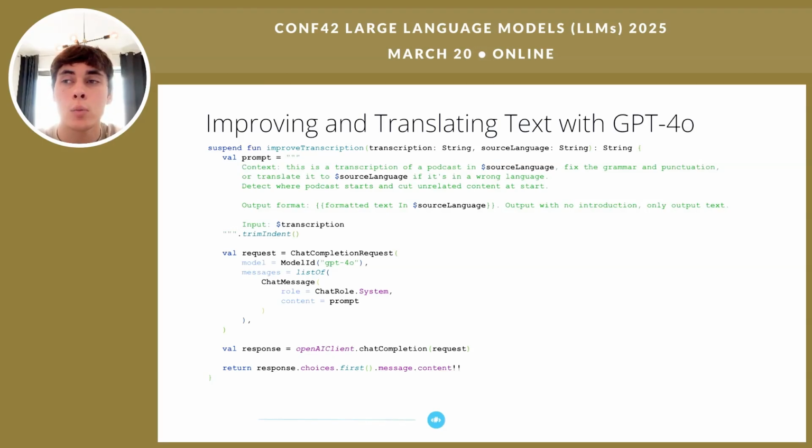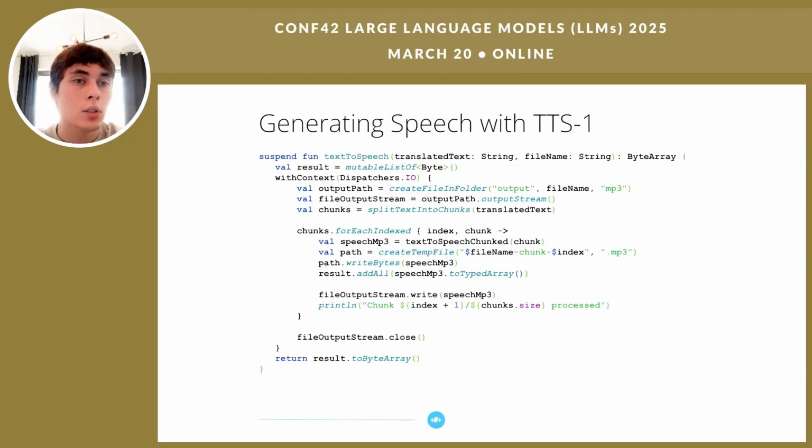So in the podcast, you may have multiple languages, let's say English and French or English and Russian. And for better understanding, you have to first translate everything to English and then everything from English to Russian. It just works better. And here is another one, generating speech with TTS1.